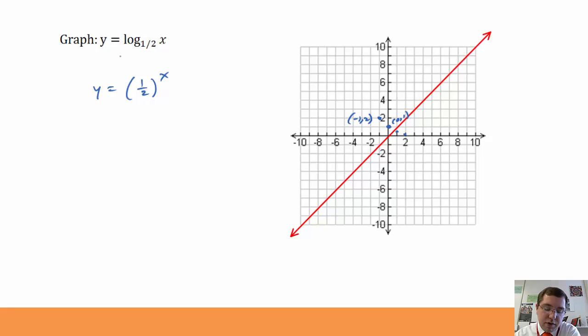When x is negative 2, (1/2) to the negative 2 power is 2 to the positive 2 power, so that's 4. So (-2, 4). When x is negative 3, I get 8. My graph of y equals (1/2) to the x power looks like this, approaching that horizontal asymptote of the x-axis but never quite touching it or crossing it.